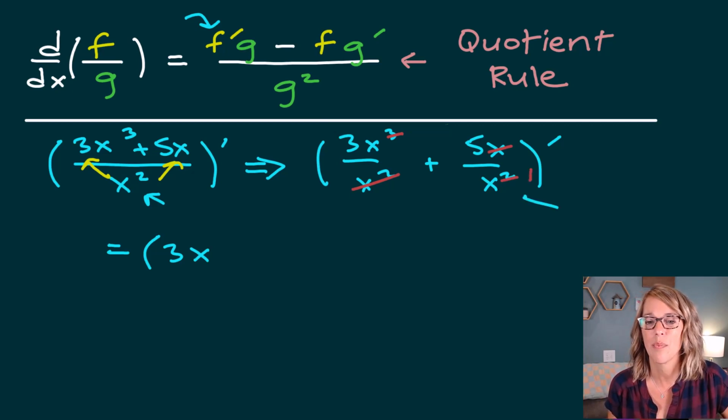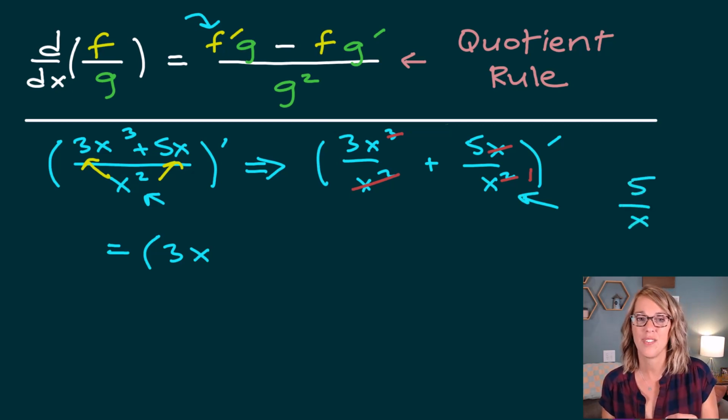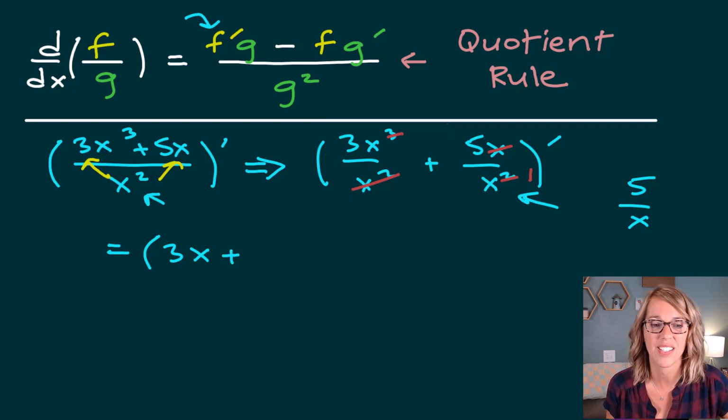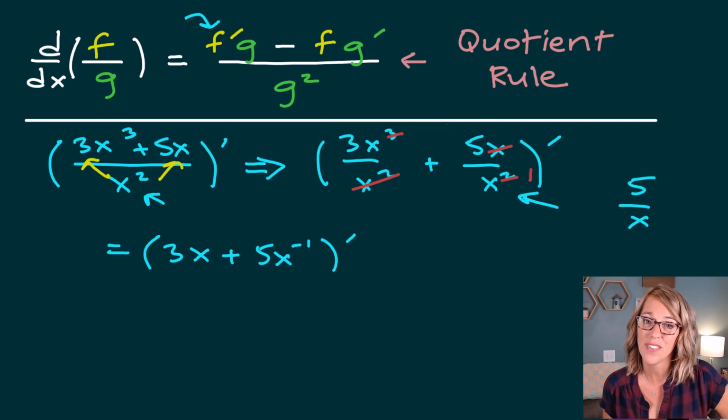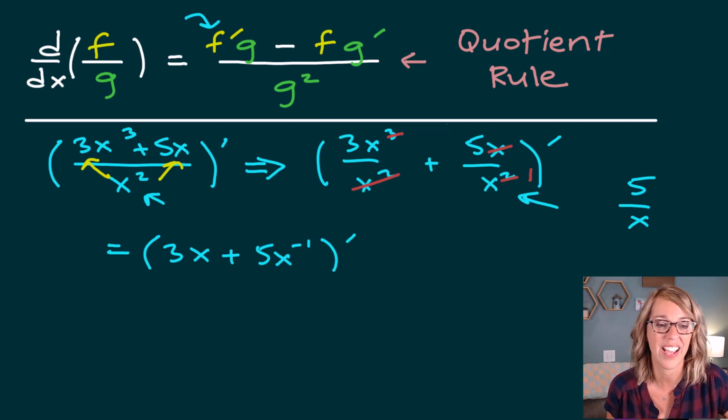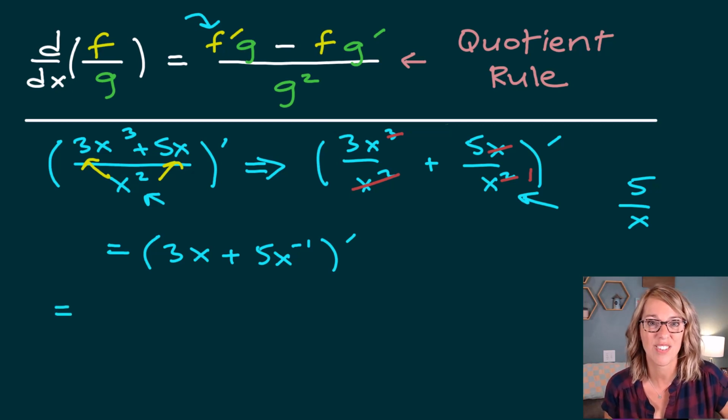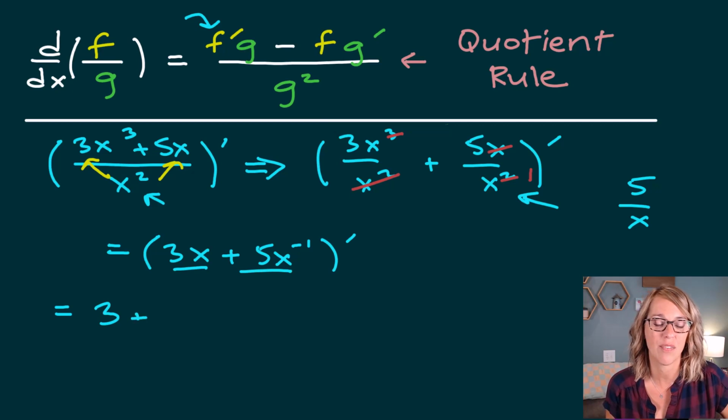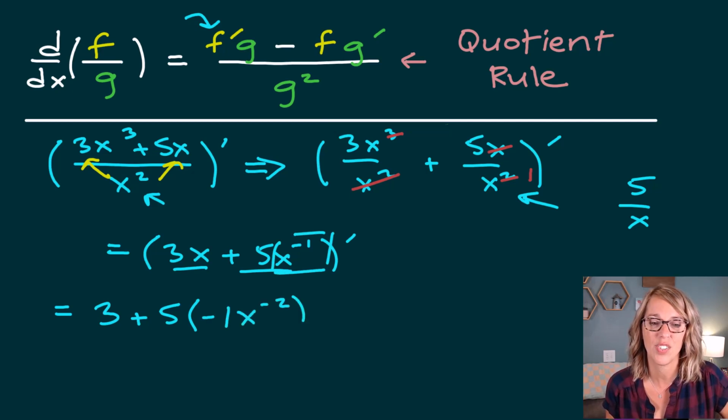Now, I could write this one as 5 over x, but instead I want to use the power rule, so I'm going to write that as plus 5x to the negative 1. I still need to take this derivative, so I'll put the prime outside. I am ready, though, to take the derivative. The derivative of 3x is 3, and then taking the derivative of 5x to the negative 1 is going to be plus 5. I'm really just doing the derivative of x to the negative 1. So that's going to be negative 1, x to the negative 2.